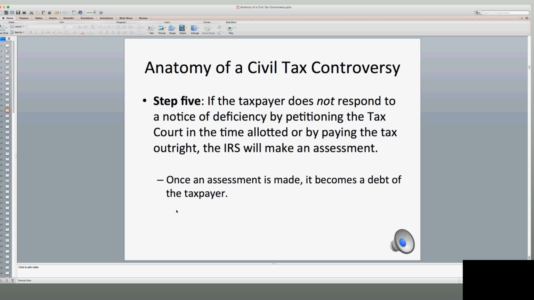I mean, we can try to work out payment plans, we can try to work out an offer in compromise, an installment agreement, but as far as attacking or disputing the underlying tax liability, it's too late. The assessment's been made, and that should have happened at an earlier time.